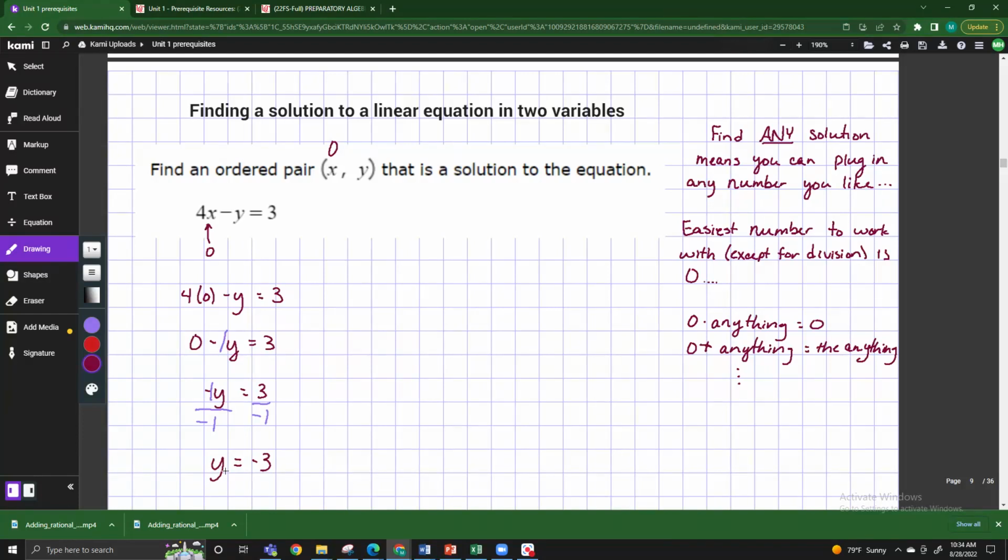You can get that y all by itself a whole bunch of other ways, but that is just what I do, is divide by the negative 1. So then my solution, my point: I plugged in a 0 for x, and I got a negative 3 out for y, and that is the solution that I have.